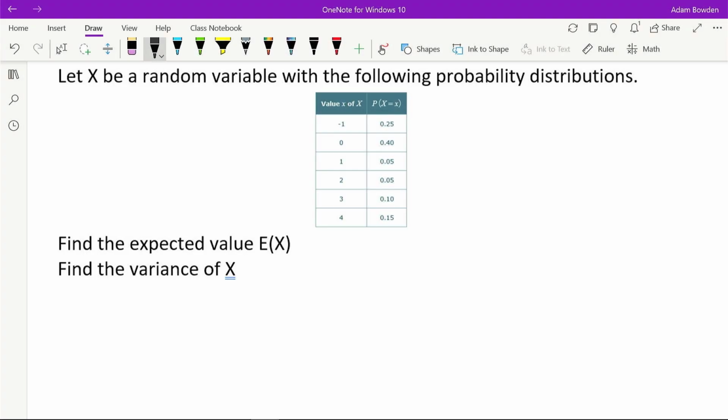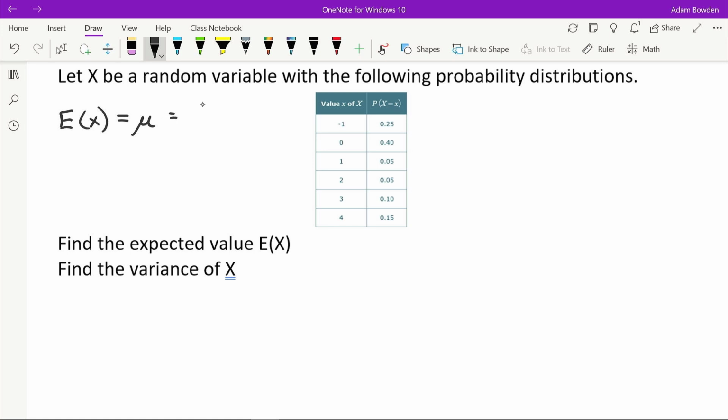On this one, we're going to find the expected value E of x and the variance of a random variable x with the following probability distribution. Okay, let's talk about the formulas for each of these. Now there's a formula for E of x, they call that expected value. That's technically the same thing as the average, mean, mu, for the probability distribution.